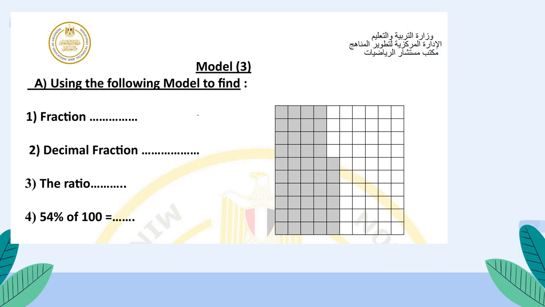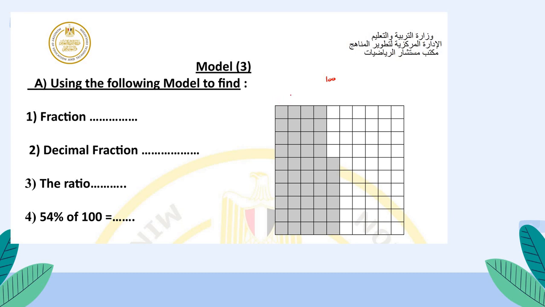Let's start. Bismillah, model 3. Using the following model to find the fraction. Okay, we know this is a 10 by 10 grid, right? And the whole number of small squares is 100 squares. So this is the whole, and we shade here how much.